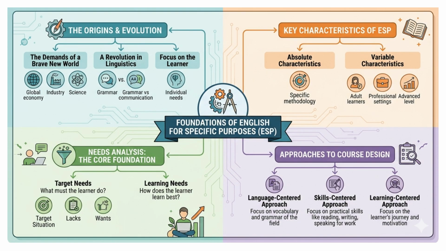This slide outlines the foundations of English for specific purposes, or ESP. The origins and evolution cover the demands of the modern world, like the global economy and industry. Key characteristics of ESP include absolute characteristics, such as specific methodology, and variable characteristics, like adult learners. Needs analysis is the core foundation, identifying both target and learning needs. Finally, the approaches to course design focus on language-centered, skills-centered, and learning-centered methods.